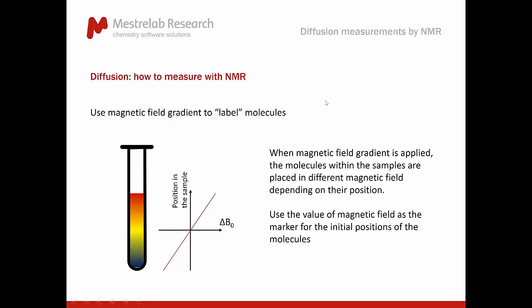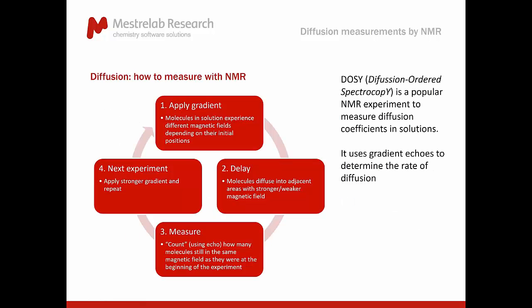And then we start running the experiment, and this is a general scheme of the DOSY, diffusion ordered spectroscopy, experiment. So first we apply gradients. So every molecule in solution experiences a different magnetic field depending on the initial position. That's because we have a gradient at the beginning. Then we wait, and molecules start to diffuse into adjacent areas with stronger or weaker magnetic field. And then somehow we measure, counting exactly how many molecules are still in the same magnetic field as they were at the beginning of the experiment.